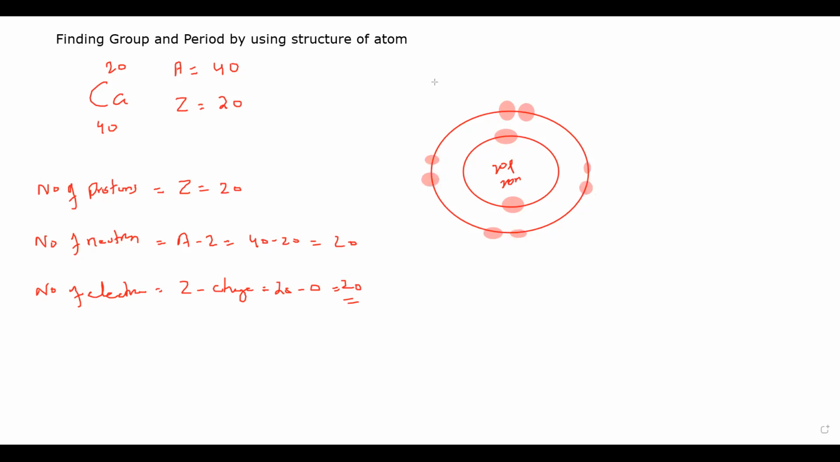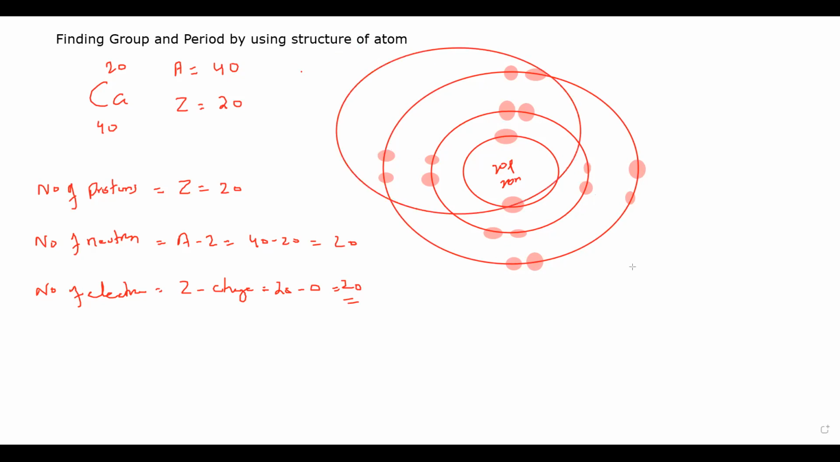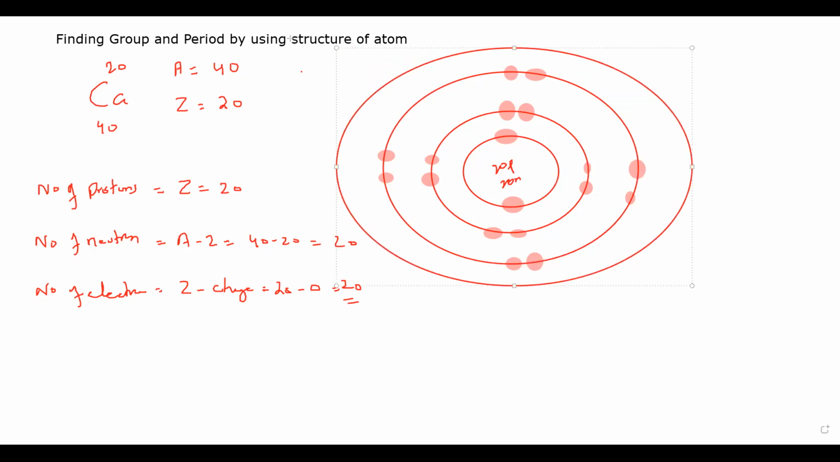Then I draw the third shell, maximum for the first 20 elements, again it will be 8. So 2 plus 8 plus 8 makes 18. So out of 20 we have arranged 18 electrons. And the last shell will have 2 electrons.